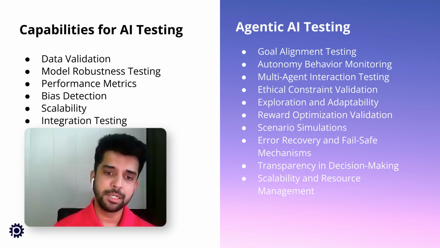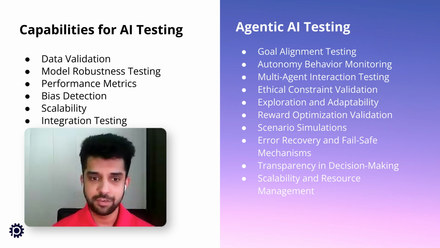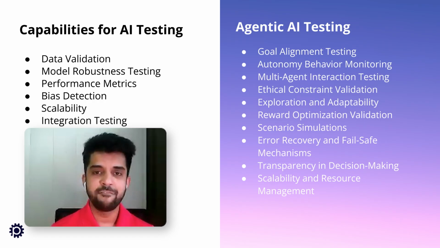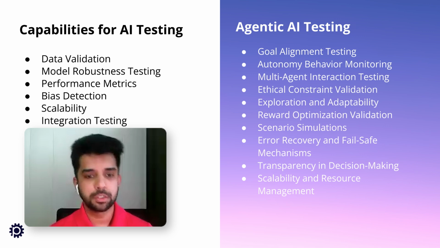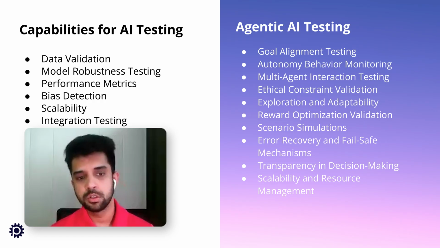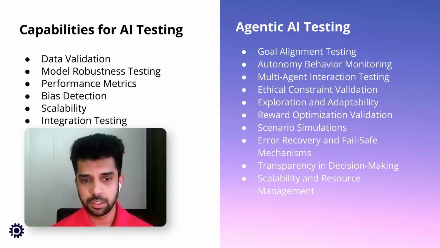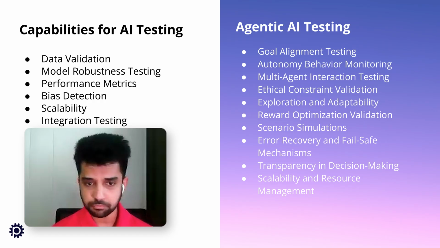Those kinds of testing is goal alignment testing. Then we have multi-agent interaction testing. Of course, in Salesforce, you can have multiple agents talking to each other. So we want to know that that part also is working flawlessly without any issues. So multi-agent interaction testing is again the important part of agentic AI testing.